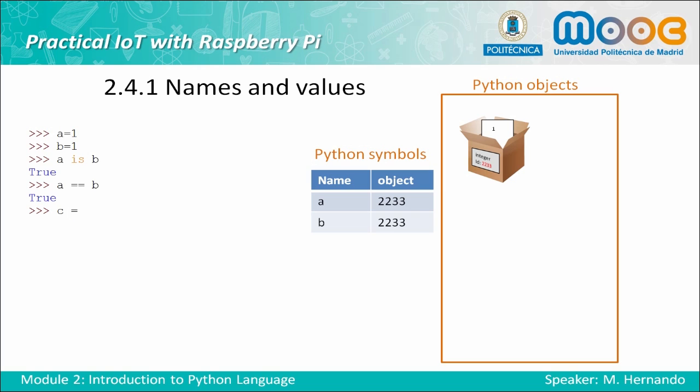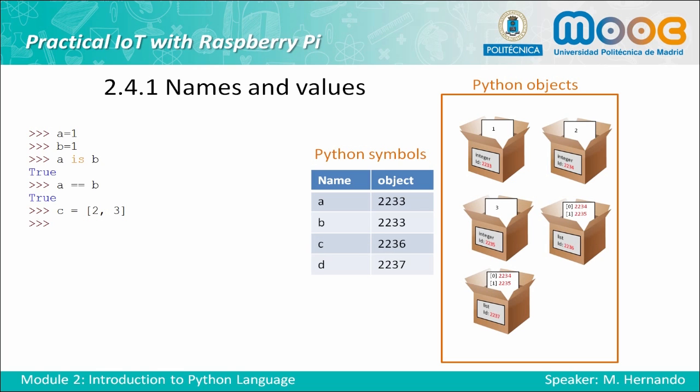Let us create two lists with the same content. As they are mutable objects, Python creates two different instances, so if in the future the object labeled d is modified, it will not affect the object c.